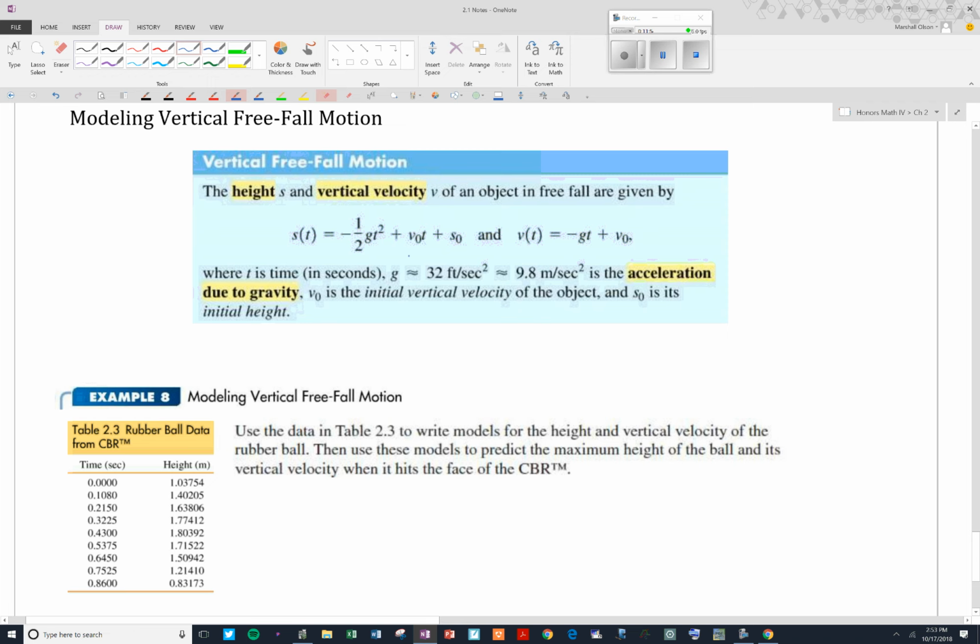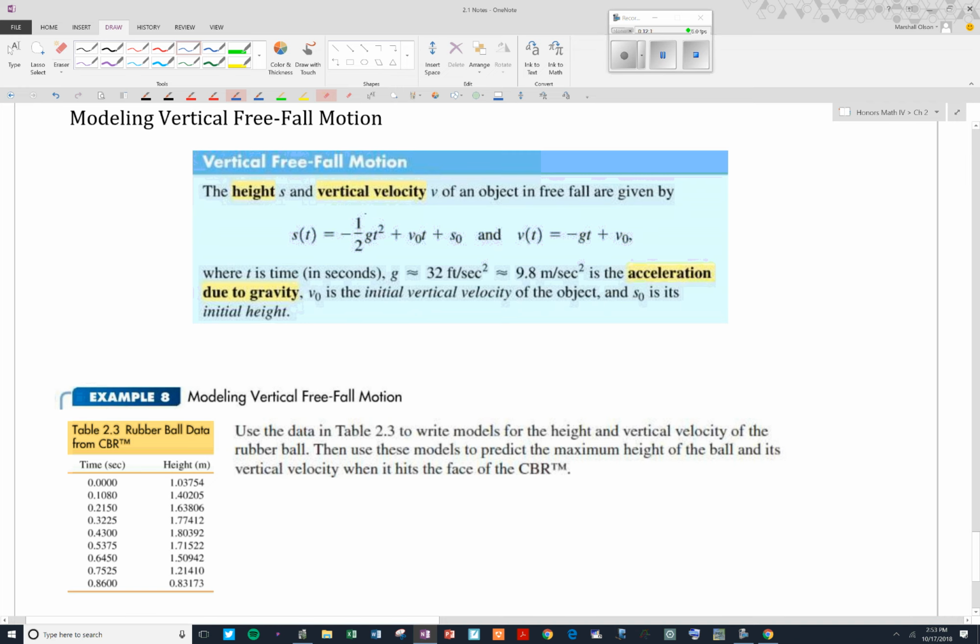using quadratics to model a launched or thrown object. I threw up that equation before. It's really the same one that I have here. Our textbook uses S for height. I usually just use H. I think that makes it a little bit easier.